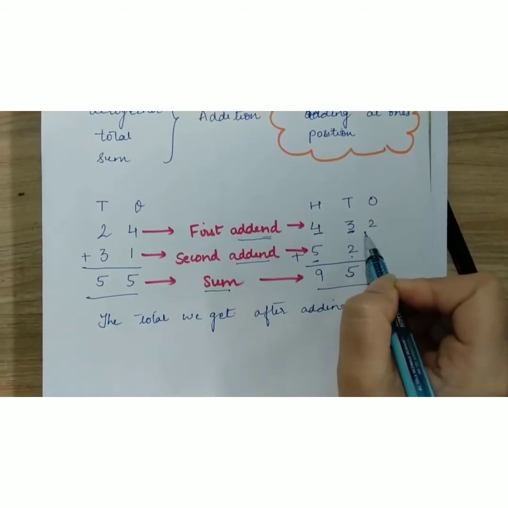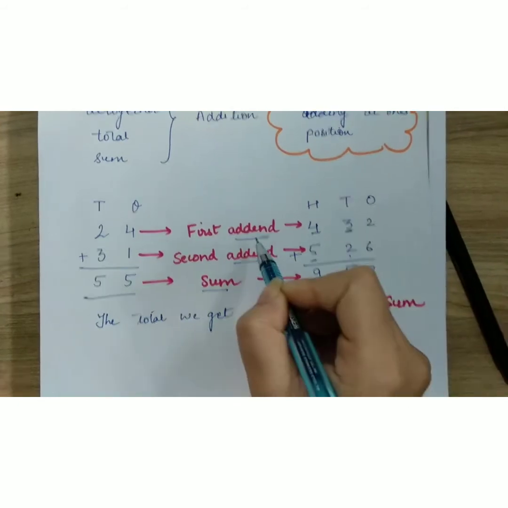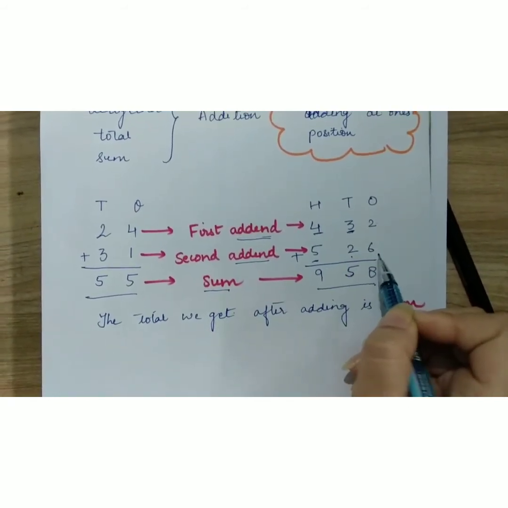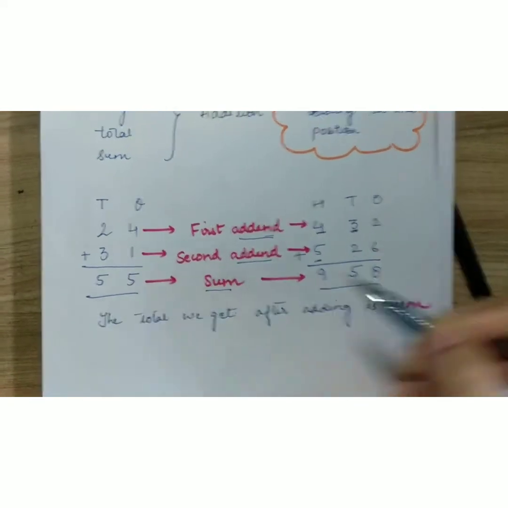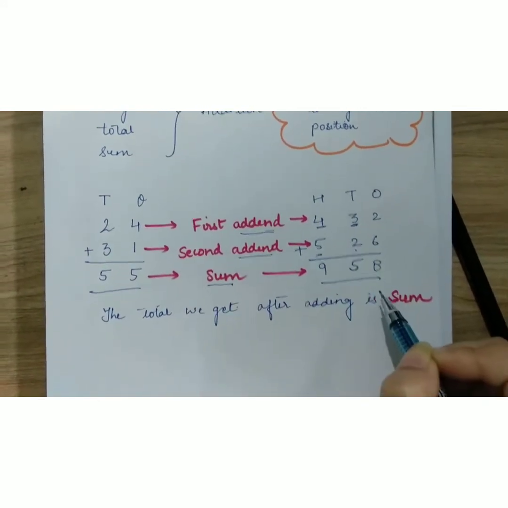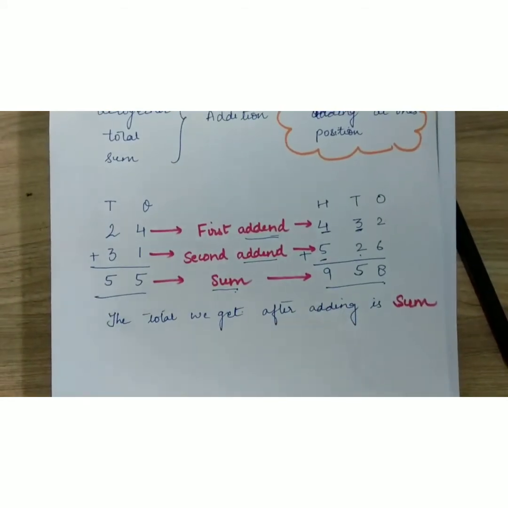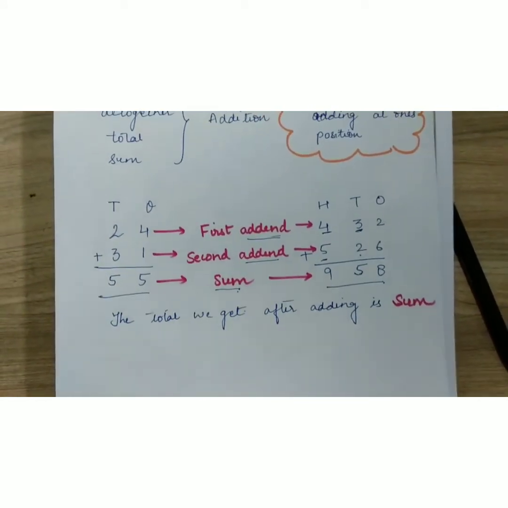First numbers which we are having, the first digits, are called the first addend. The next set of numbers which we are having are called the second addend. And whatever answer we are getting is termed our sum. Understood, children? Now let's move.